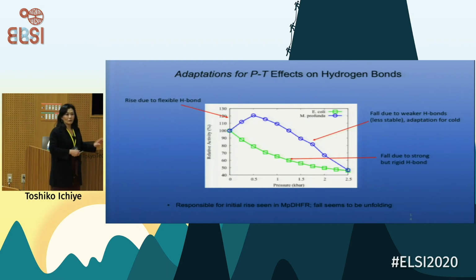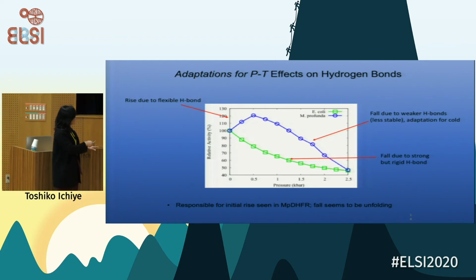So actually, one of the things we're trying to do is see that this is the curve I showed you in the beginning, with relative activity versus pressure, E. coli versus Moritella profunda. We think that the decrease in activity is due to this strong but very rigid hydrogen bond. But in Moritella profunda, you have the rise just like you do in the wild type E. coli, but it turns over.